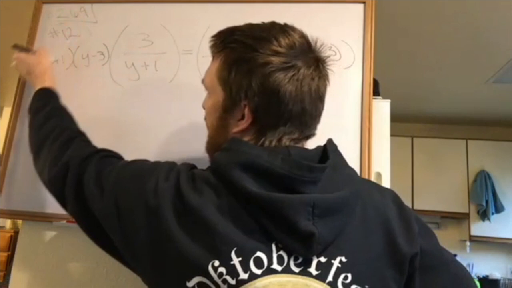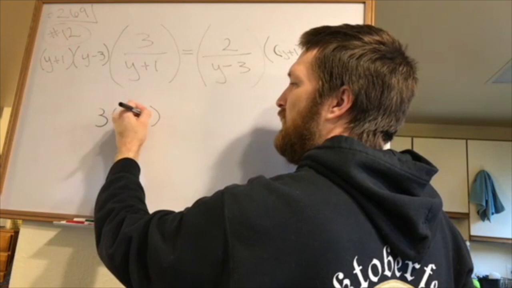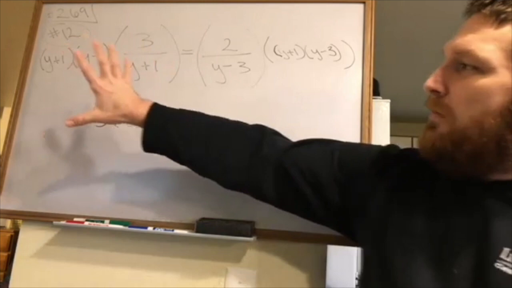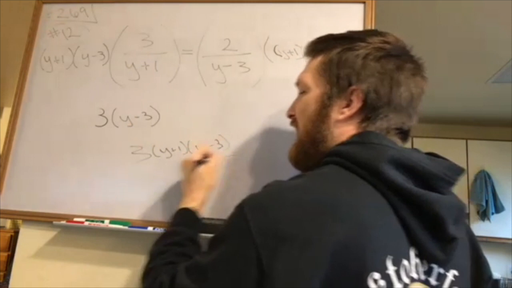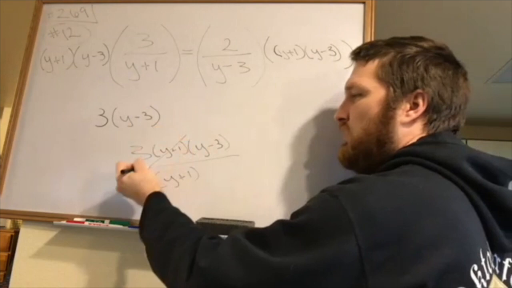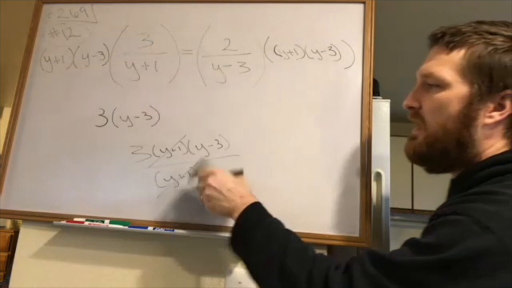And I'm left with, I like to write my regular old numbers out first, 3 times y minus 3. Parentheses are your best friend here. We're imagining that what we've done is we've taken this thing, multiplied it in the top, which is 3 times y minus 3, all divided by the quantity y plus 1. The y plus 1s have canceled out, and I'm left with just this right there. You following that? Okay, so that's what we did over there, and we're left with that.